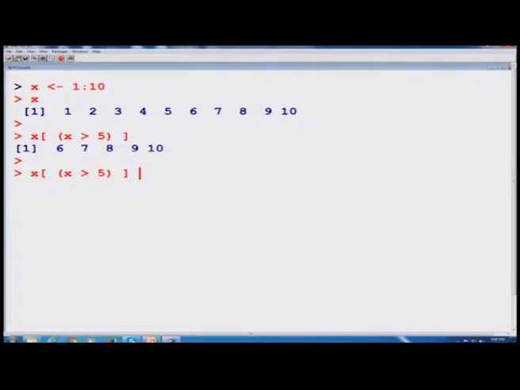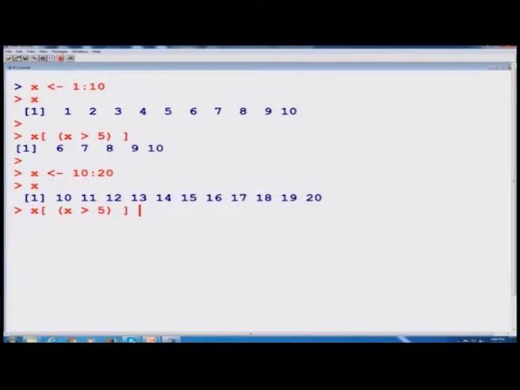And suppose I take another sequence, say x from 10 to 20. You can see here that this is the sequence starting from 10 at an interval of 1, going from 10 to 20. Now, suppose I try to repeat the same thing. What do you get here?